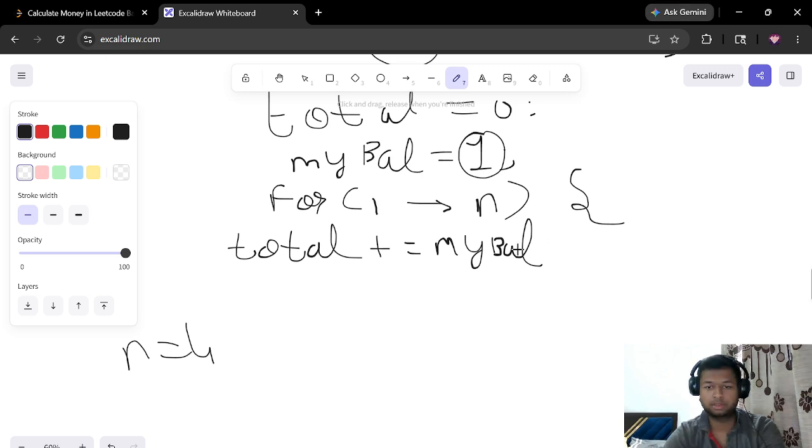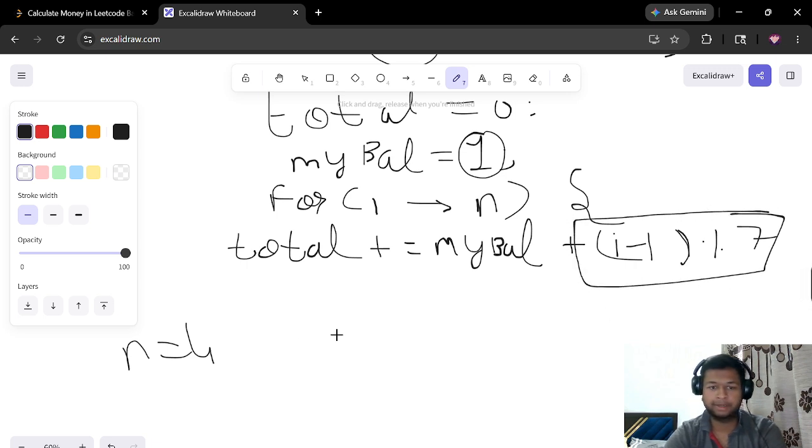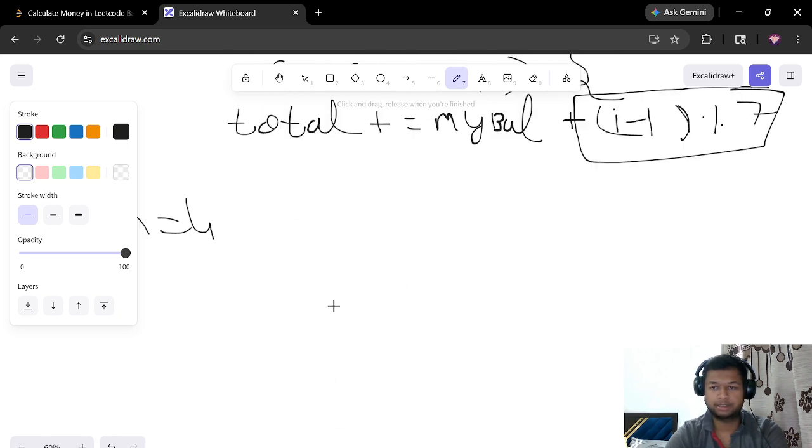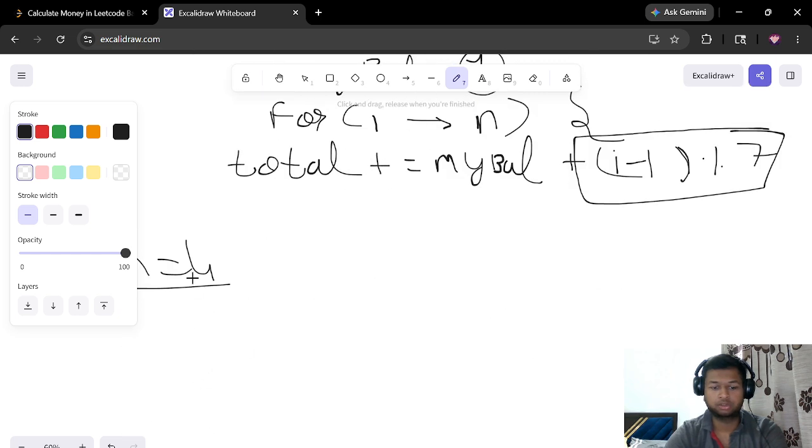To approach this, I will add i minus 1 percentage 7. So how is this expression calculating the second Monday? Let's take n equals to 4. Oh no, not n equals to 4.